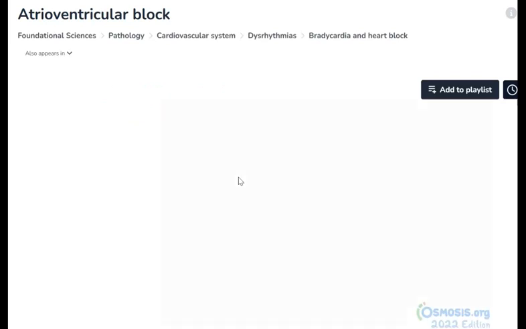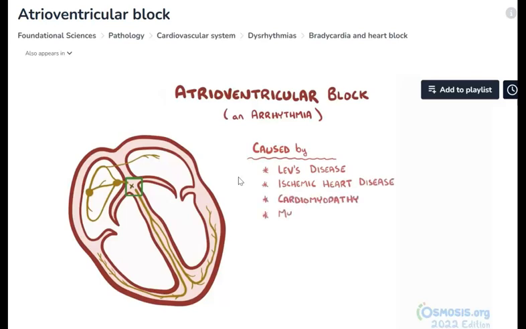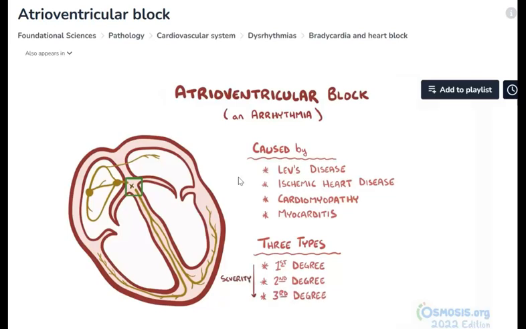Alright, as a quick recap. Atrioventricular block is a type of arrhythmia where the signal is delayed or blocked when moving from the atria to the ventricles. It's caused by Lev's disease, ischemic heart disease, cardiomyopathy, or myocarditis, and can be one of 3 types depending on its severity. At its most severe, the signal is completely blocked, with symptoms like syncope, dyspnea, and severe chest pain.